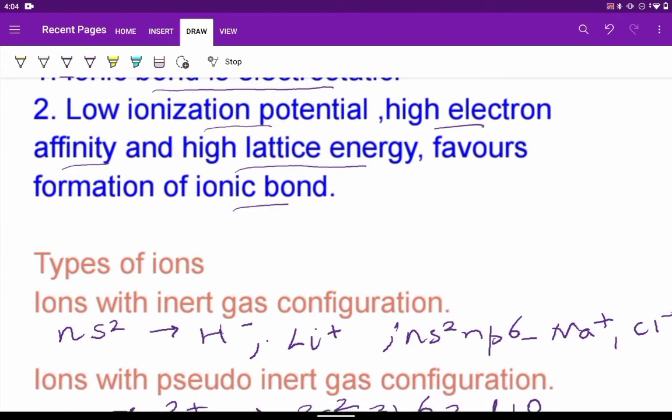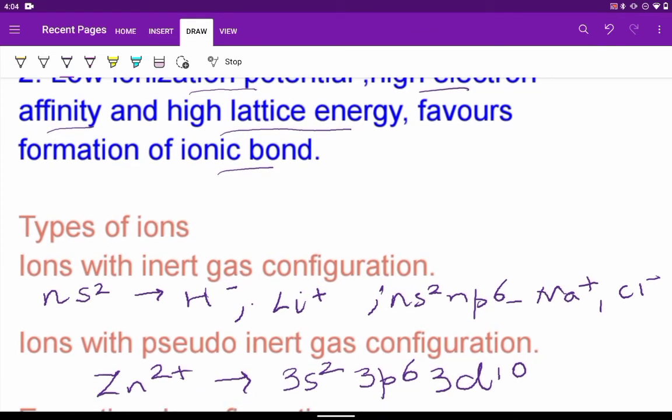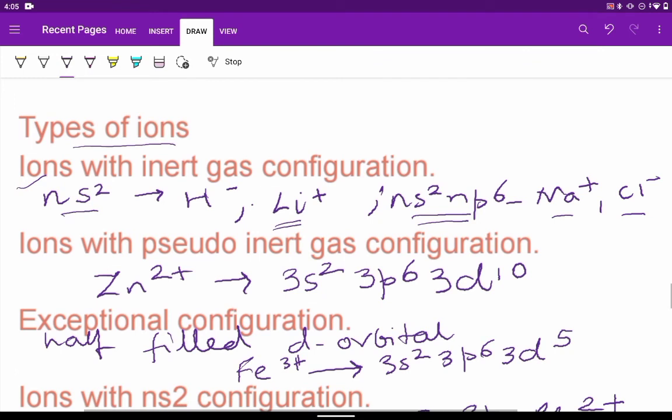Now, since the ionic bond involves the ions, we should also have a look at the types of ions. So first is a type of ion with inert gas configuration. Inert gas configuration can be of the type ns2 or ns2 np6. Hydrogen, as we know, if it gains one electron, it gains 1s2 configuration. Similarly, lithium cation, when lithium atom loses electron Li+, it is also of the type ns2. Whereas Na+ and Cl- are of the type ns2 np6. This is the case where we have inert gas configuration.